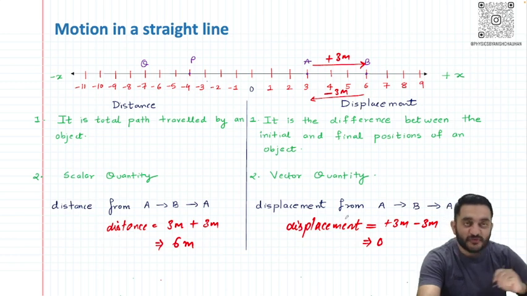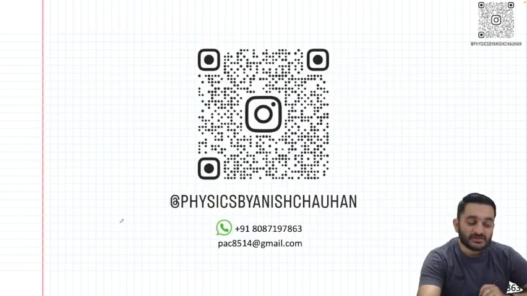So you have two different answers for the same journey. When it comes to the distance, it is 6 meter. When it comes to the displacement, it is 0.